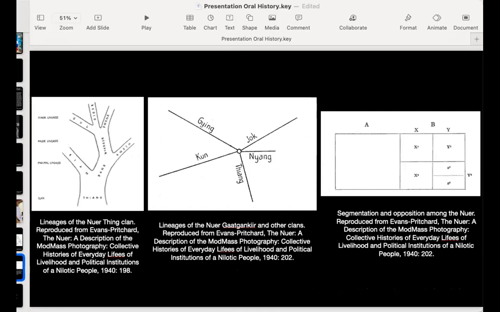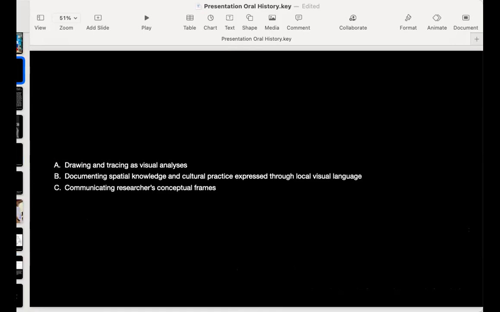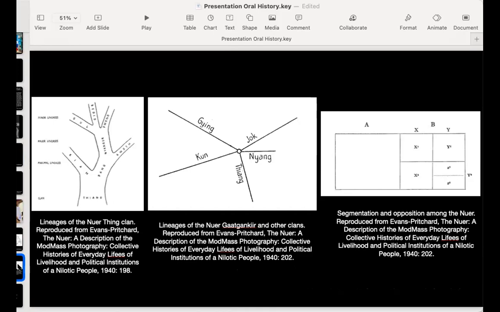So the last point I want to raise is communicating with researchers' conceptual frames. This is a bit more complicated, but essentially, I'm going to talk about this through an anthropologist's work. Some of you might be familiar with this: a huge part of anthropology is an interest in studying human relationships. Who is related to whom? How does one consider a person an ancestor, and all this kind of stuff?